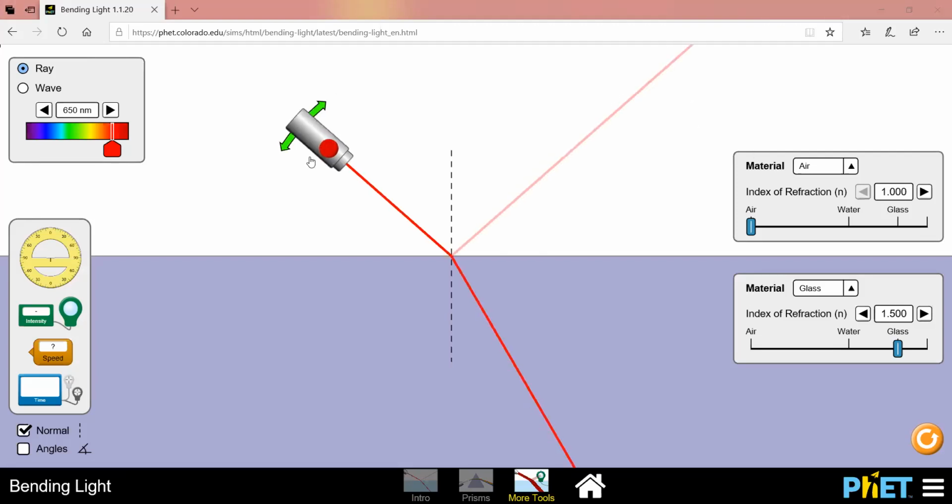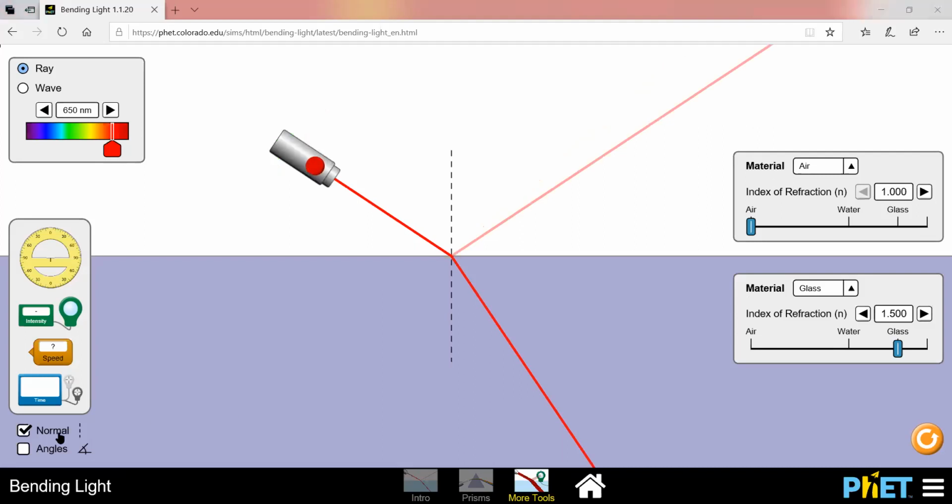You can change the location of the light. You can remove the normal line or you can have it. I prefer to have the normal line to have clear angles. As I said, you can measure the angles or you can just click here on angles and you will see how the angles are equal here.